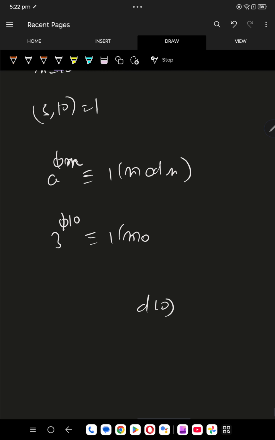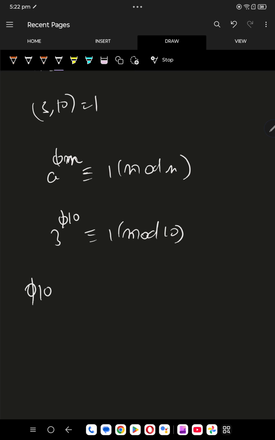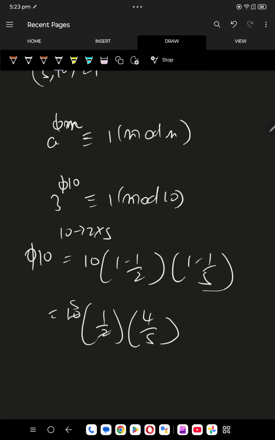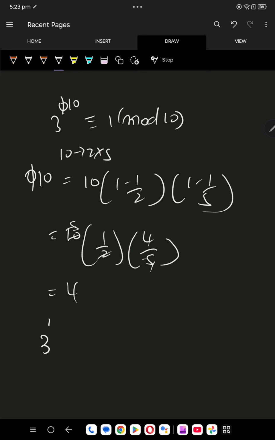Phi of 10, how can we express 10? 10 you can express as 2 into 5. So phi of 10 is 10 into 1 minus 1 by 2 into 1 minus 1 by 5. 10 into 1 by 2 into 4 by 5. 2 ones are 2, 5s are 5. So phi of 10 is 4. So 3 power 4 is congruent to 1 mod 10.